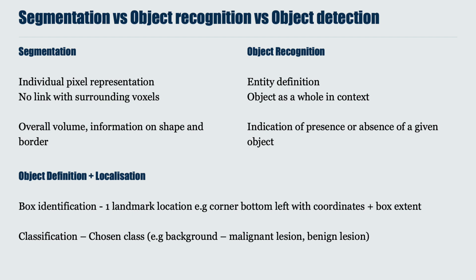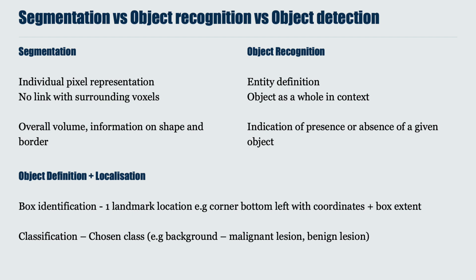Object recognition is actually trying to define an entity. So it's considering an object as a whole in the context of an image, and it's saying, well, I identify in this image a specific object. So for instance, you could have that when you are classifying frames of videos for surgery, where you indicate if a specific tool is present or absent in that specific frame.